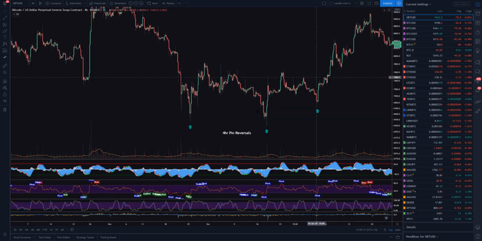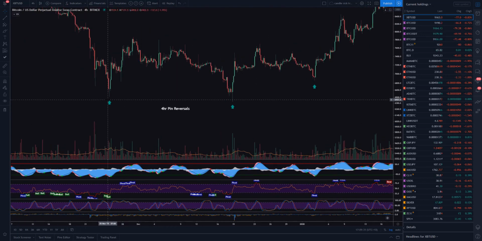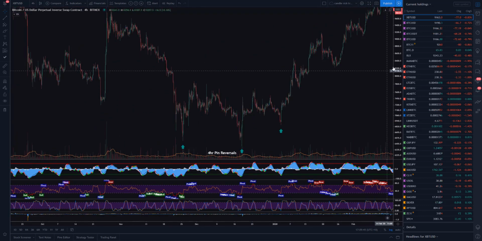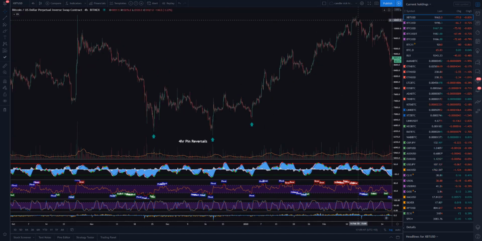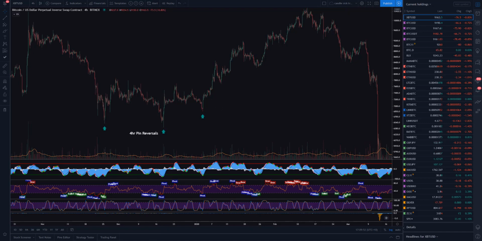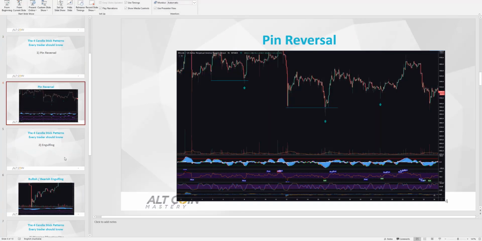There's a couple of good ones on the inverse head and shoulders that we had at the end of last year. Nice pin candle right at the bottom, and then we go into a reversal. There's another one here, and this price movement was actually the very bottom before that really nice 60-70% move up that we had at the start of 2020. So that's pretty much it for pin reversals, that's the first one. Here's a little screenshot example.